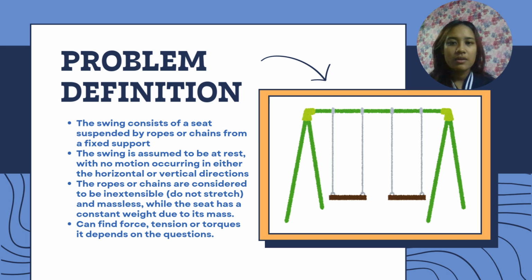Problem definition: the swing consists of a seat suspended by ropes or chains from a fixed support. The swing is assumed to be at rest with no motion occurring in either the horizontal or vertical direction. The ropes or chains are considered to be inextensible, do not stretch, and are massless, while the seat has a constant weight due to its mass.